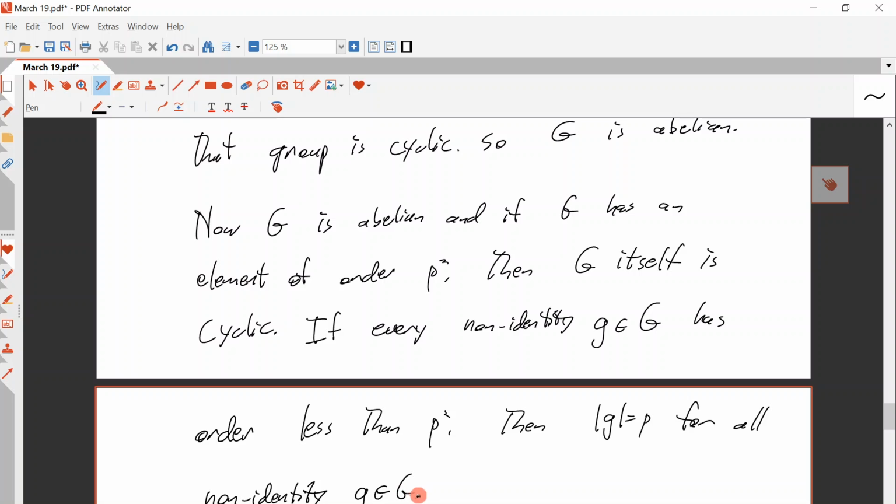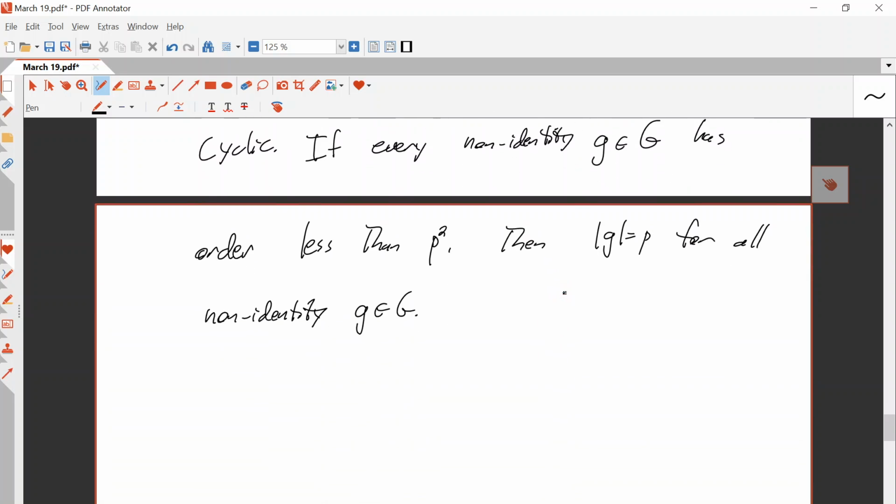elements in G, right? Because the order of an element or the order of a subgroup has to divide the order of a group. There are three divisors of P squared: 1, P, and P squared. So if you're non-identity, it's not 1, and if we assume there is nothing of order P squared, then it's got to be P. So every element in G has order P. All right, take two elements in G.